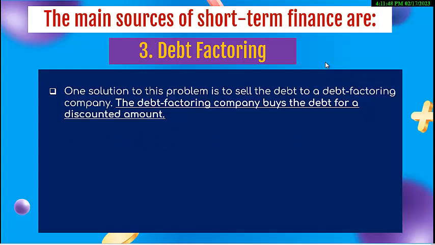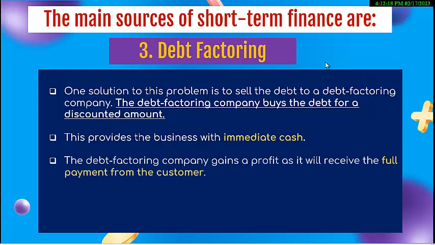Example, if you have an invoice for the customer, like $10,000, so the debt factoring company will buy this invoice at, let's say, instead of $10,000, they will buy it at $9,000. This is the discounted amount. This provides you as a business with immediate cash. Yes, it's not the full amount, but you have immediate, liquid cash.